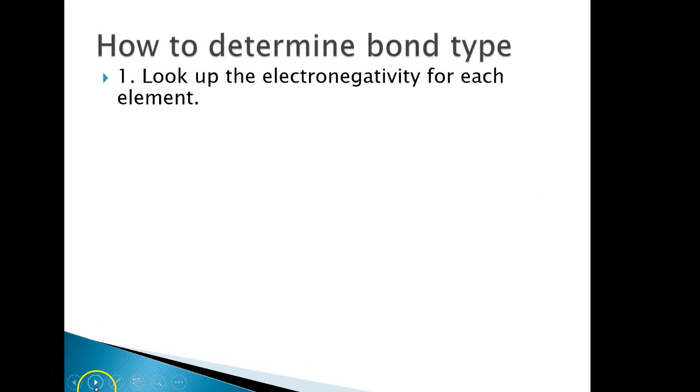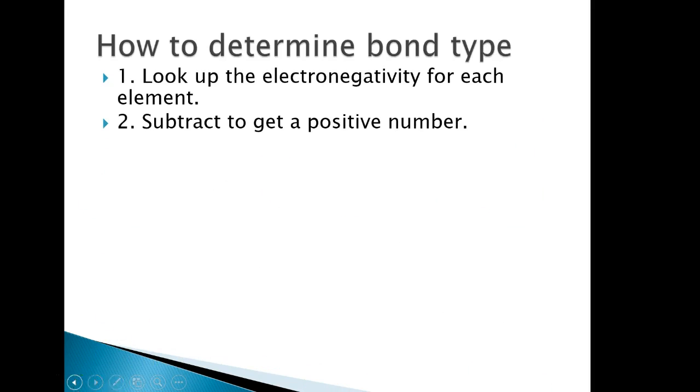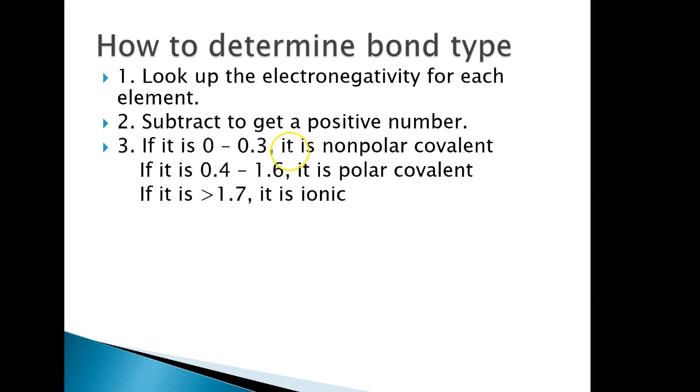So what we're going to do is look up the electronegativities, subtract to get a positive number, and use this. Now, it's a continuum. There's going to be some gradations where you're at 0.3 to 0.4. If you have 0.33, well, maybe it's nonpolar covalent. If you have 0.38, maybe it's polar covalent. Okay, if you're rounding, it becomes an issue.